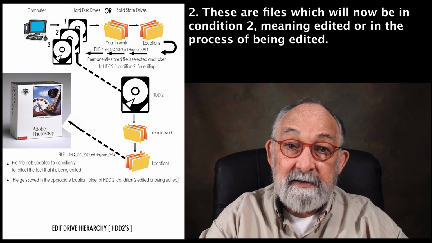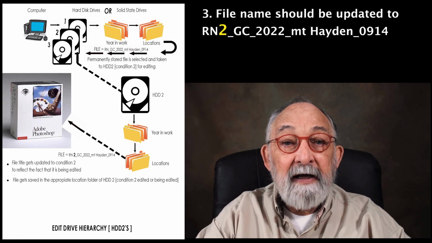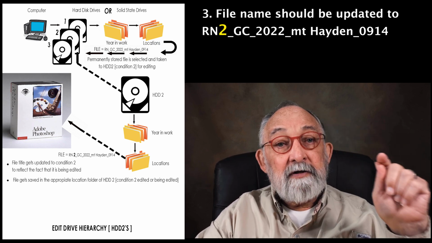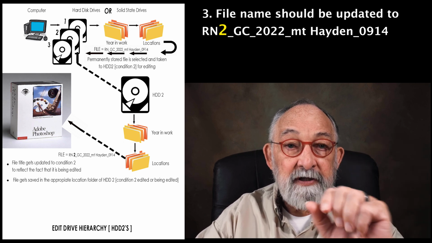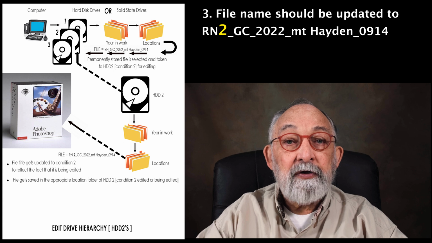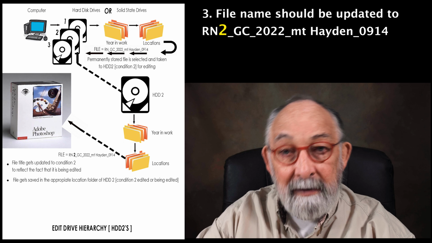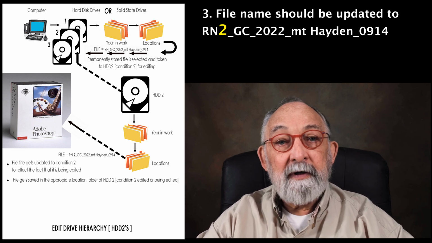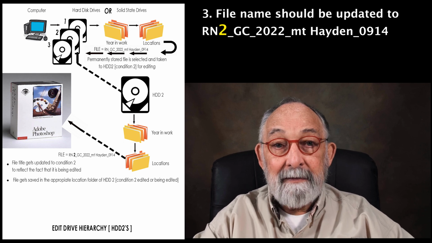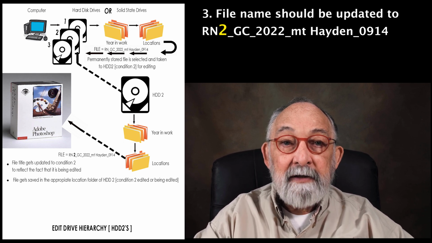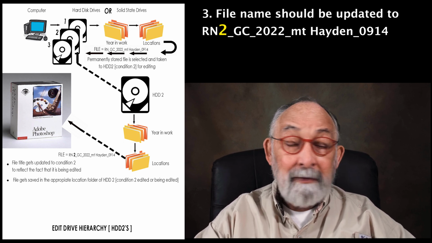Many times it takes days to get something correct. But the file name should be updated to RN2_Grand Canyon GC_2022_Mount Hayden, that's in the Grand Canyon, _0914. Now, I can't lose that. I know it was the Grand Canyon in 2022, and it's a file number, and it's Mount Hayden. How can you lose it?